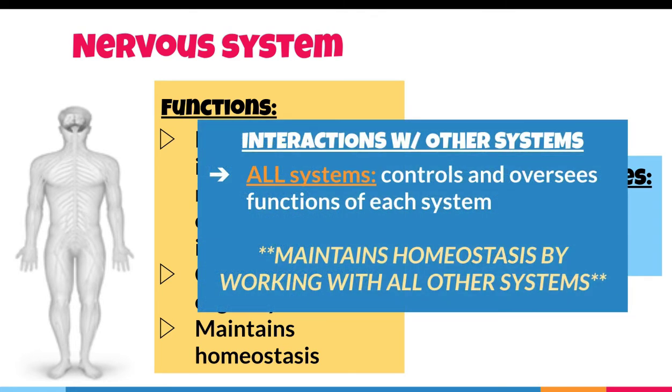This system actually interacts with all of the systems, and its job is to control or oversee all of the individual functions of each system and all the other interactions. Its main job is to maintain homeostasis. So we want everything to be working normally in our body, and the nervous system has that job.